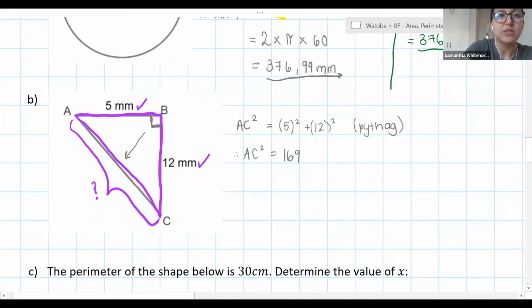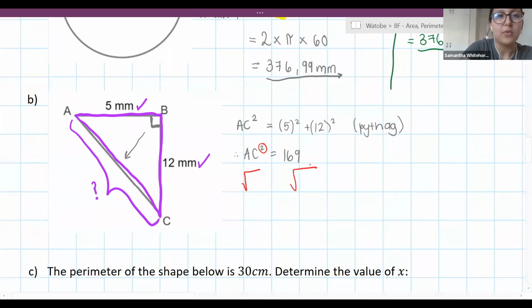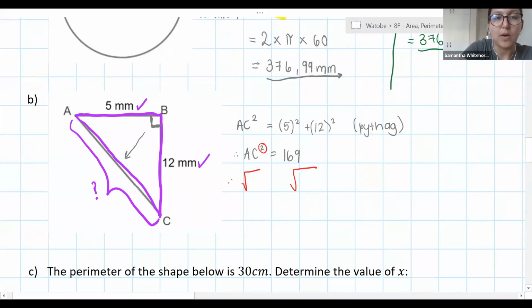And guys, what we now need to remember is that in order for me to deal with the squared over here, I need to square root both sides. That will cancel out my square. And so what I have is AC squared square rooted is equal to the square root of 169. So the square and the square root are gone, leaving me with just AC. And as everyone is wonderfully putting on the chat, AC is 13 millimeters. Okay, so now we know the length of this AC.